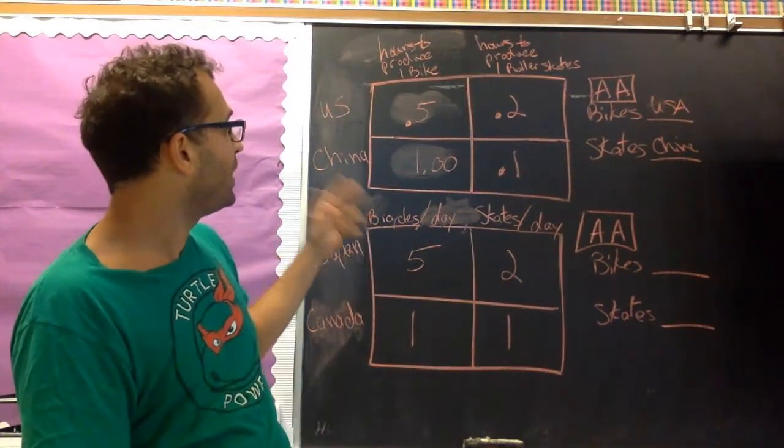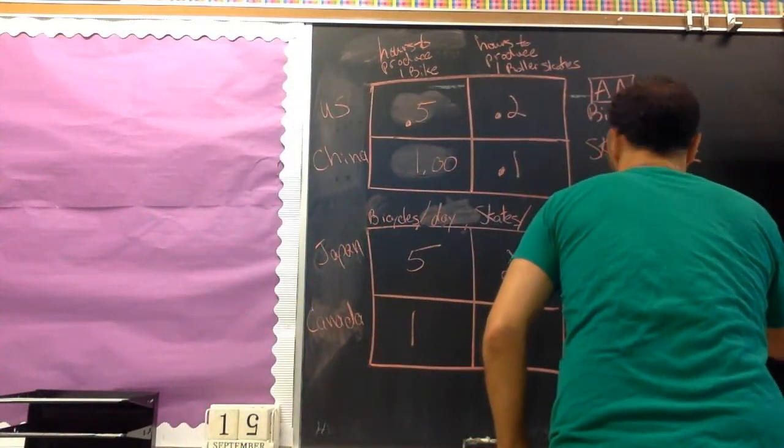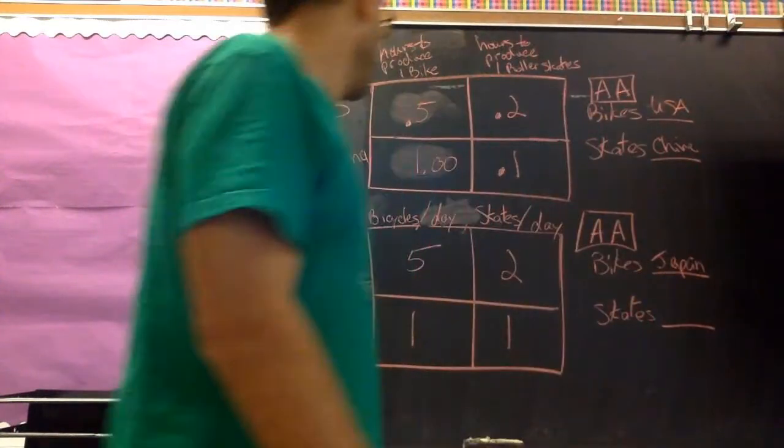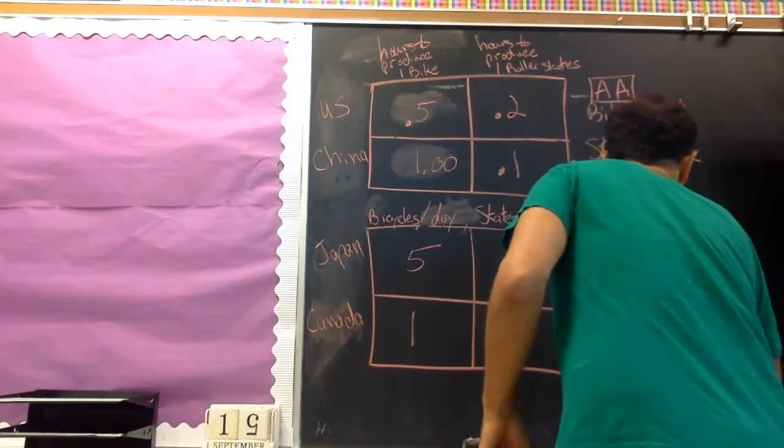Who has the absolute advantage in bikes? Looks like Japan. They produce 5, Canada produces 1. And who has the absolute advantage in skates? It looks like 2 beats 1. Japan, again, has the absolute advantage.